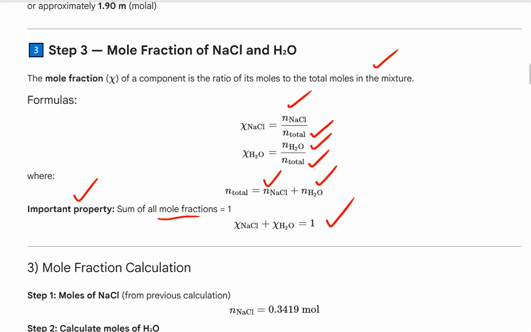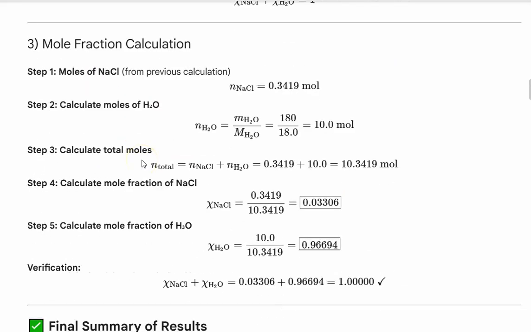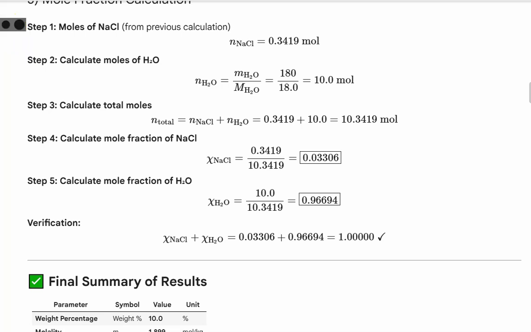Now we have to calculate the mole fraction. So first, step number 1, what we are going to do is first calculate moles of NaCl. So NaCl we already calculated, that is 0.3419 mole, from the previous calculation. And calculate moles of H2O. So mass of water by molecular weight of water. So 180 by 18.0, that is 10 mole. So now total mole will be moles of NaCl plus moles of water. So that is 0.3419 plus 10.0, so 10.3419 mole.